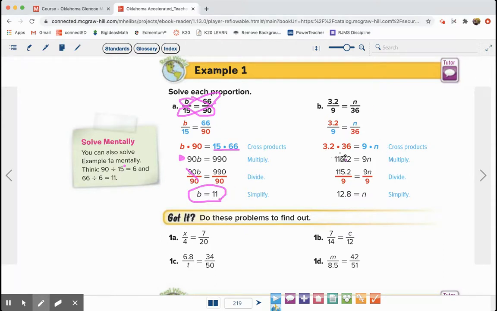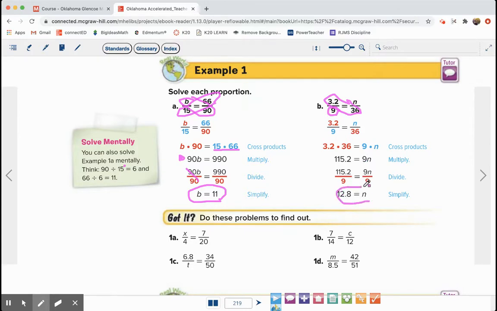Then on this one, you do the same thing even if there's a decimal in there. If you like to use bat and ball instead of cross product, it's the same thing. You're just multiplying the only diagonal with two numbers, and then you divide by your ball. So we have 3.2 times 36, which is 115.2, then divided by 9, your ball, and you get 12.8 in.